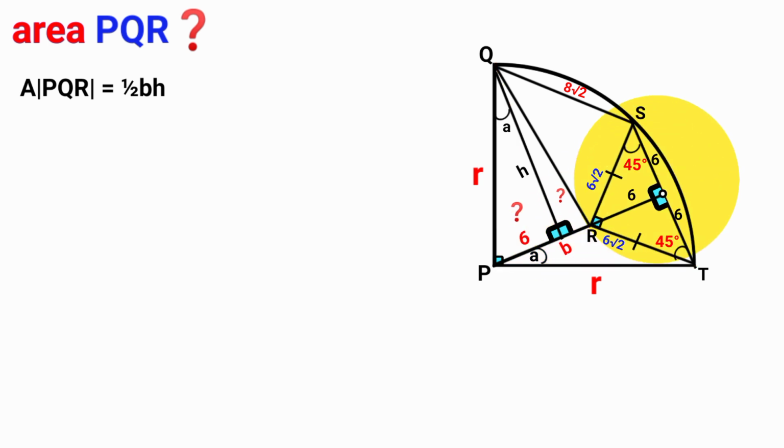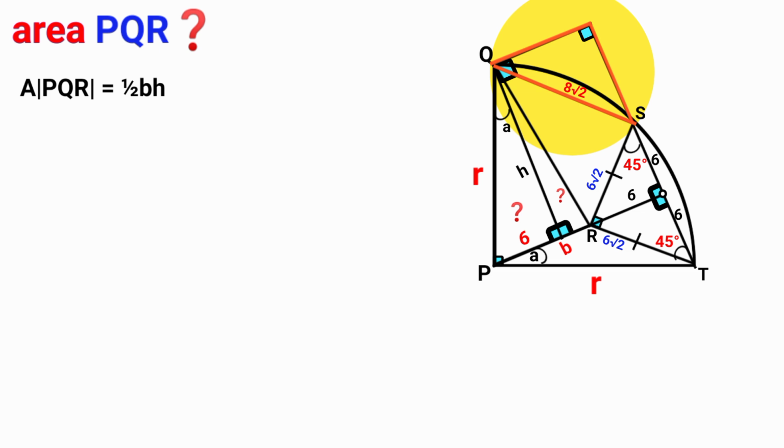Now here, we extend this line until it meets a perpendicular to this line. So this angle is a right angle. If you look at this quadrilateral, since this angle, this and this are right angles, this must also be a right angle. Focus on this triangle.